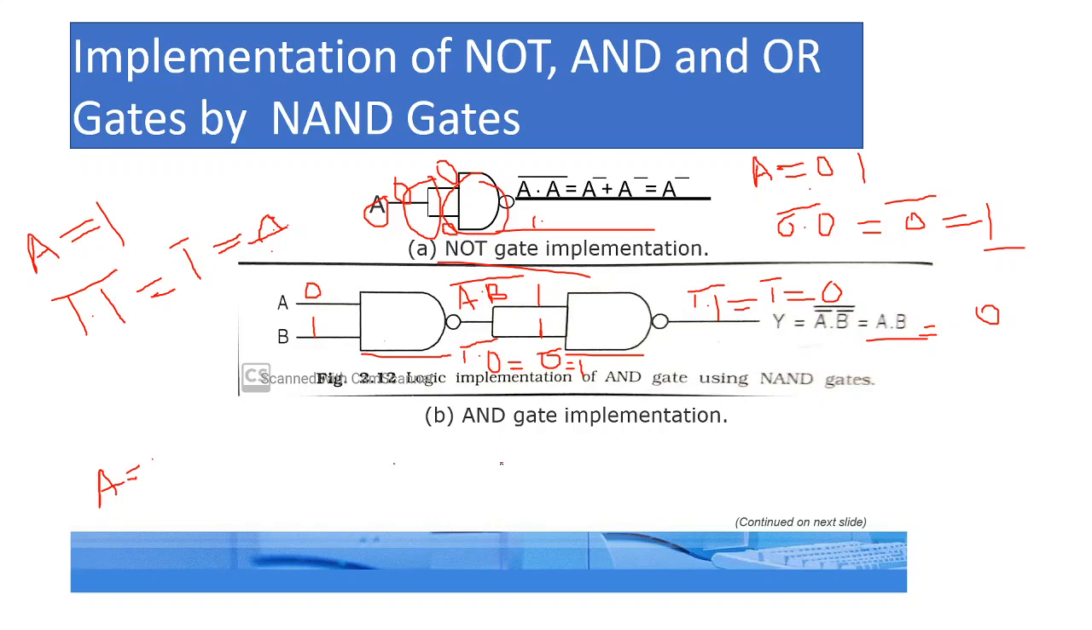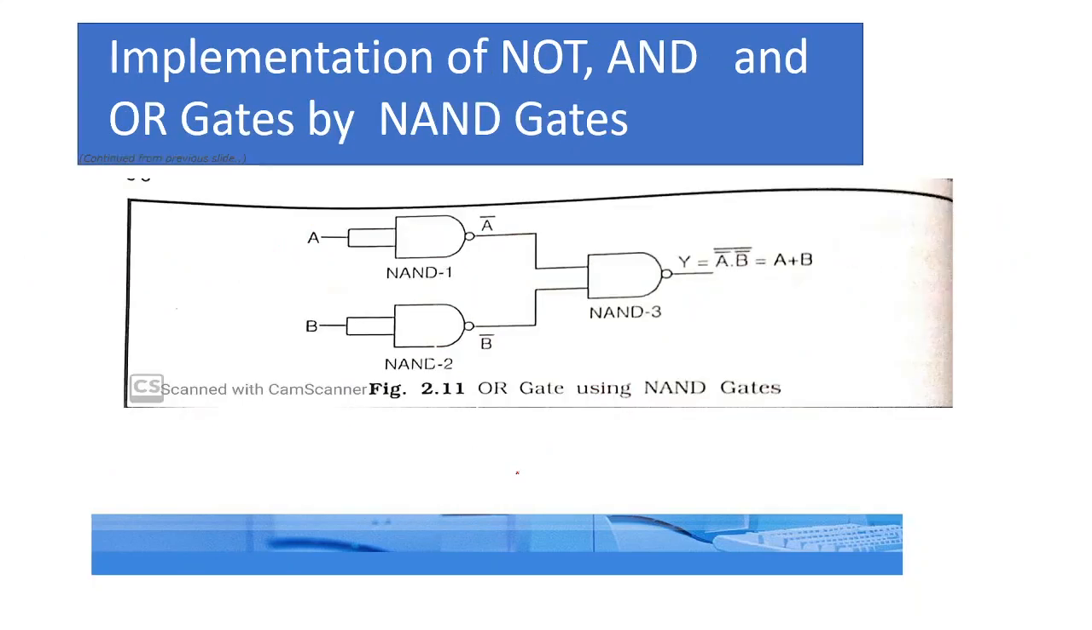And for implementation of an AND gate, how many NAND gates are required? There are 2 NAND gates required. For the implementation of an AND gate with the help of NAND gates, we require 2 NAND gates. Next is how to implement an OR gate with the help of NAND gates. Same is the case. Here we require 3 NAND gates. So with the help of 3 NAND gates, an OR gate is easily implemented. Let us see with the help of an example.